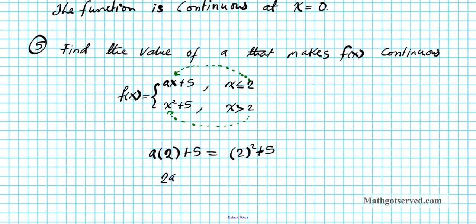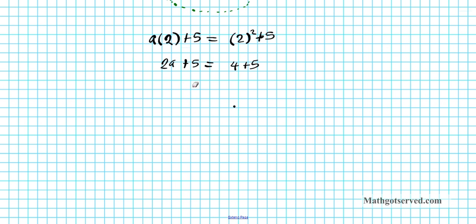So we're going to have 2a + 5 equals 2 squared is 4, 4 + 5. That yields 2a + 5 equals 9. You can subtract 5 from both sides. You have 2a equals 4. Divide both sides by 2 and you end up with a equals 2. So this value will make the function continuous.